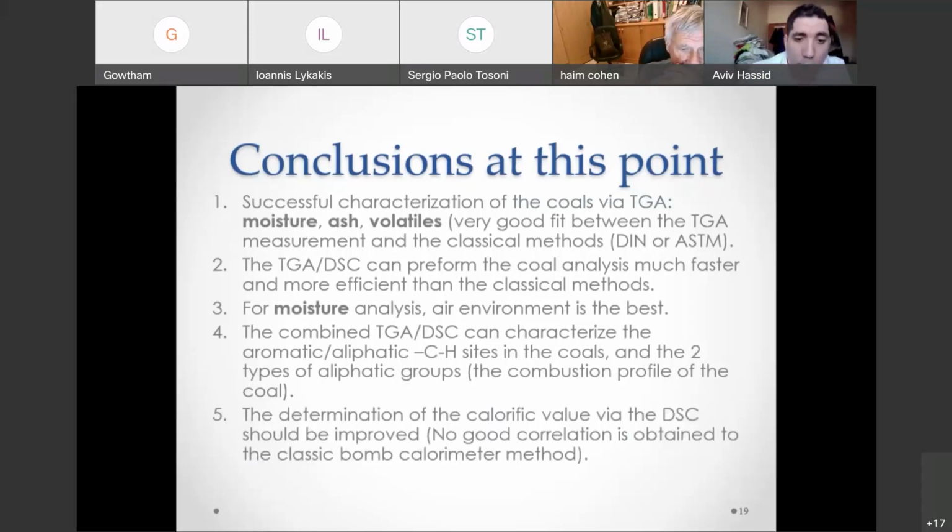Now, the determination, as we said earlier, of the calorific value via the DSC needs to be improved. And as we mentioned earlier, probably with better calibration of the gases, we can improve the correlation between the DSC and the classical method used up to now.